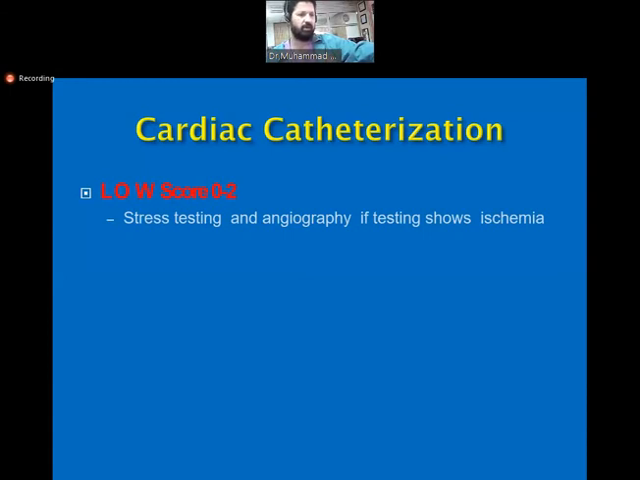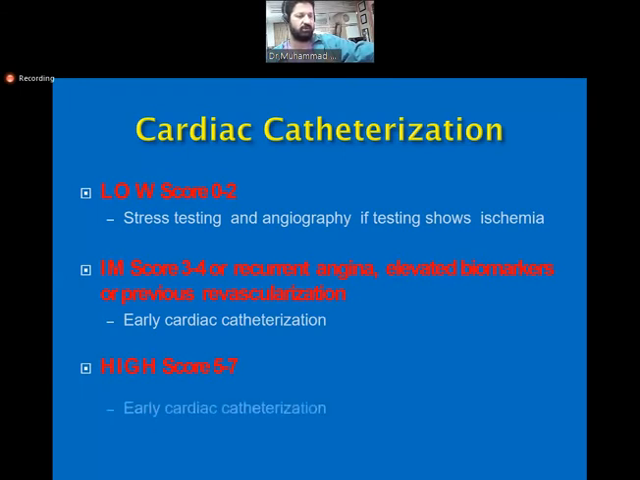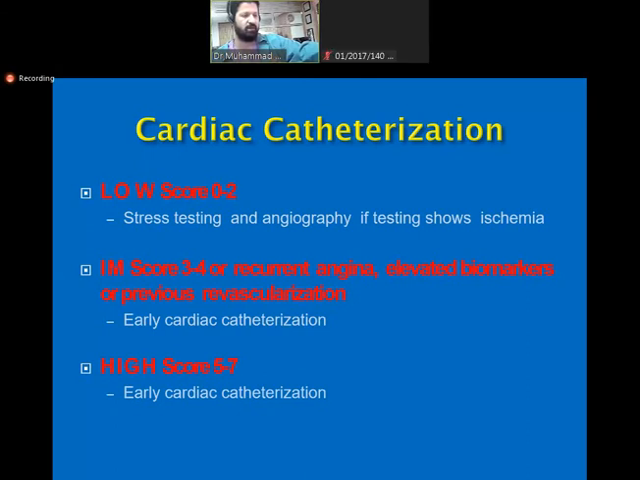depending on availability. If the patient has a score of 3 to 4, it is called intermediate score. This patient should be taken to the cath lab as early as possible, I mean within 24 hours or within 72 hours. And if the patient has a very high score, more than 5, these patients also should be taken to the cath lab. They don't need any other test for catheterization. These patients should be taken to the cath lab as early as possible.